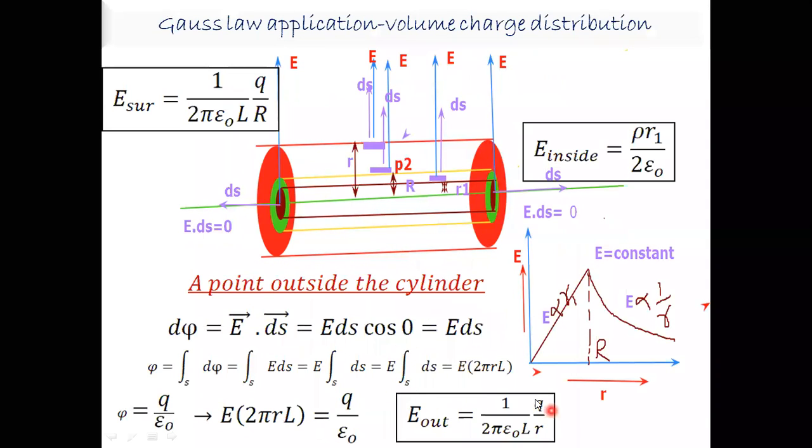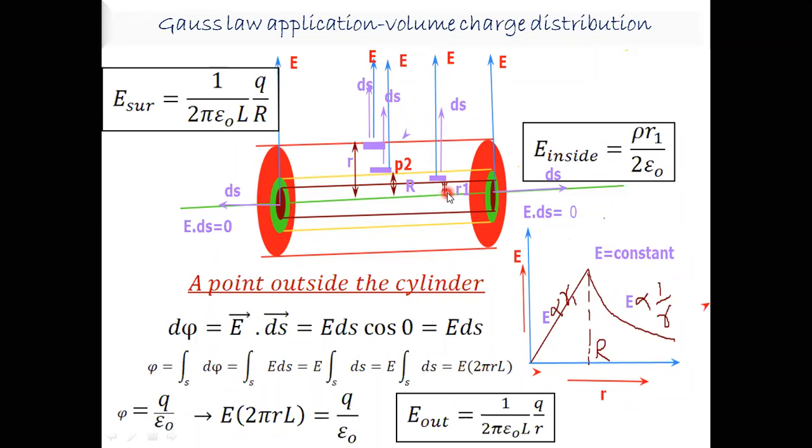So here finally what we got: the field strength for an external point is 1 by 2 pi epsilon naught times small q by L R. On the surface, it is 1 by 2 pi epsilon naught times small q by L capital R. The electric field strength at an inside point is rho r1 by 2 epsilon naught. Here E inside is directly proportional to r1. If you consider a point on the axis of the cylinder, then r1 equals 0. Substituting that, you get E inside equal to 0. Therefore, the field strength on the axis of the cylinder is 0.